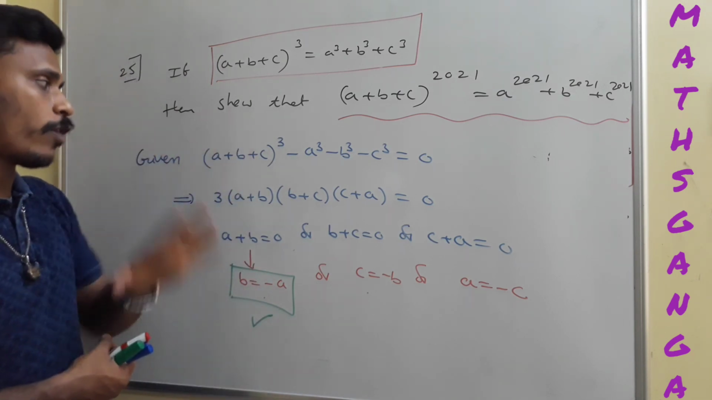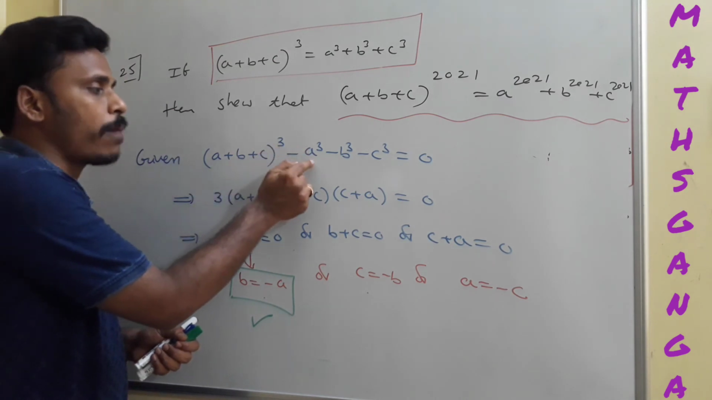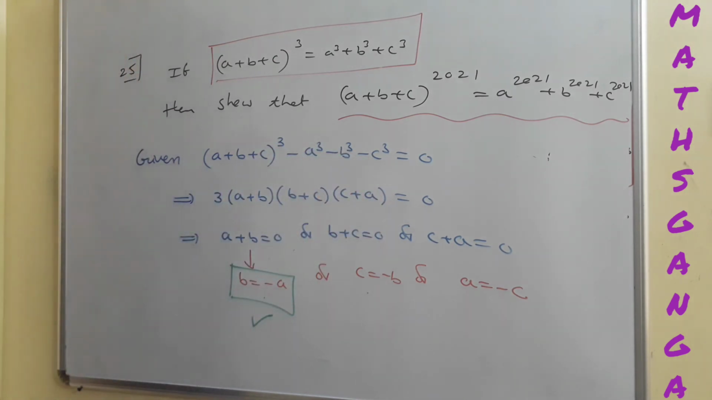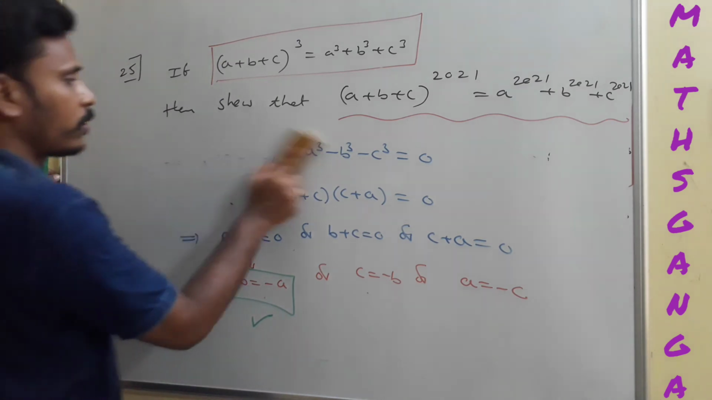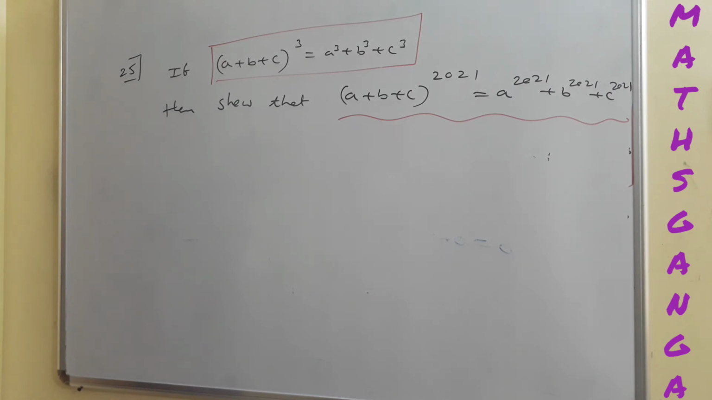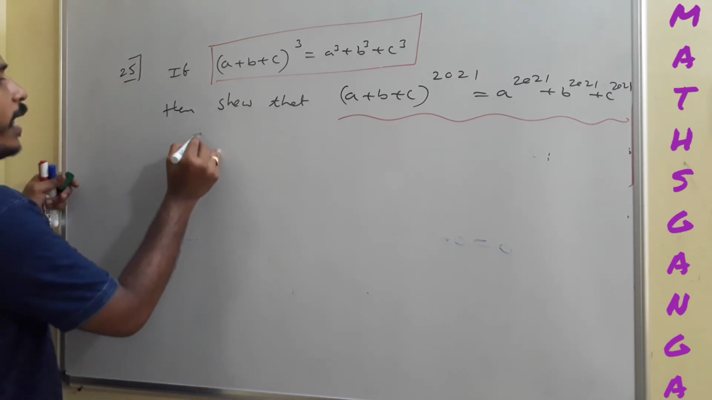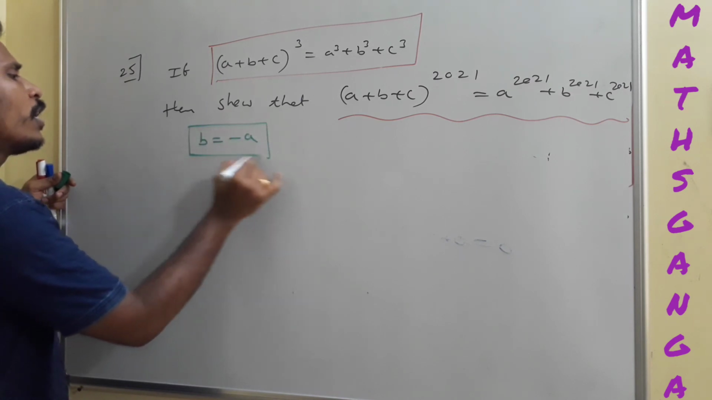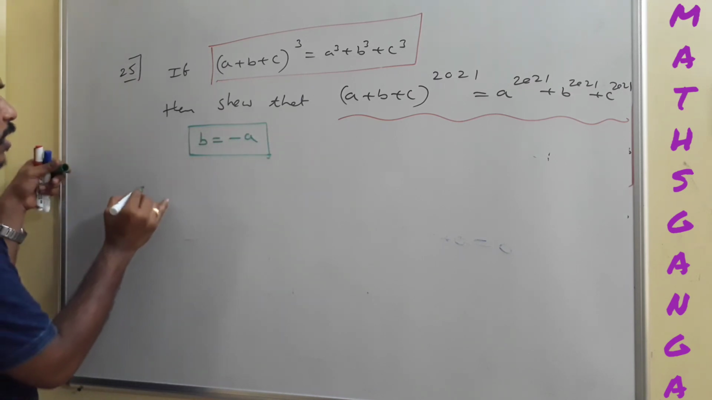Just by the previous formula, that (a plus b plus c) whole cube minus a cube minus b cube minus c cube equals this product. Okay, I am erasing this. Now in my hand I have b is equal to minus a as the first case. Similarly, we have 2 other cases. You can prove those 2 cases also in the same manner.